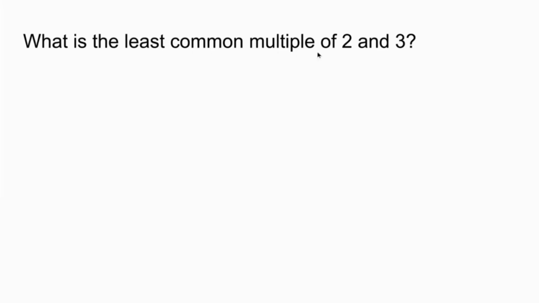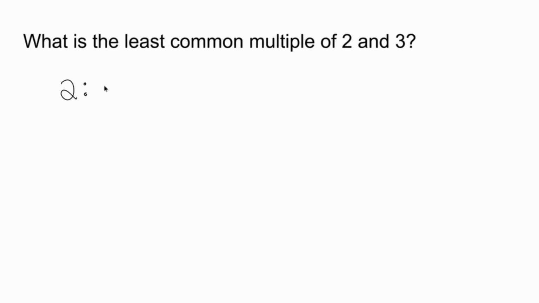What is the least common multiple of 2 and 3? In order to find the least common multiples of two numbers, you need to list out as many multiples of those numbers as you can think of until you find numbers that match. So let's write out a bunch of multiples of 2. Remember, a multiple is what you get when you multiply this number by a whole number.